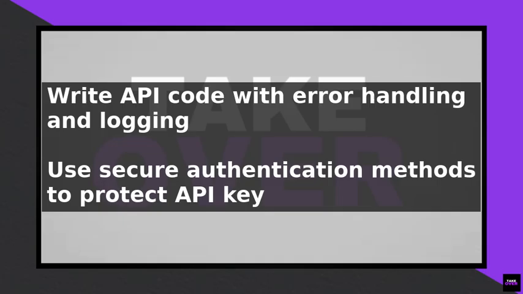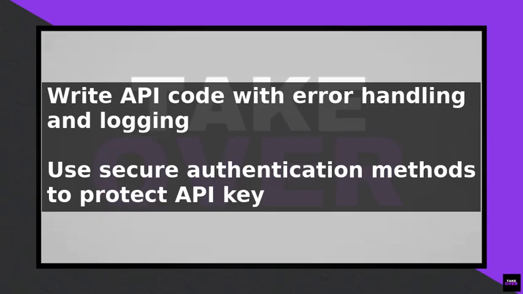To test your API code, start by sending a simple request to get account information. If the request is successful, you will receive a response with your account details. Then, you can move on to more complex requests such as placing orders and getting market data.